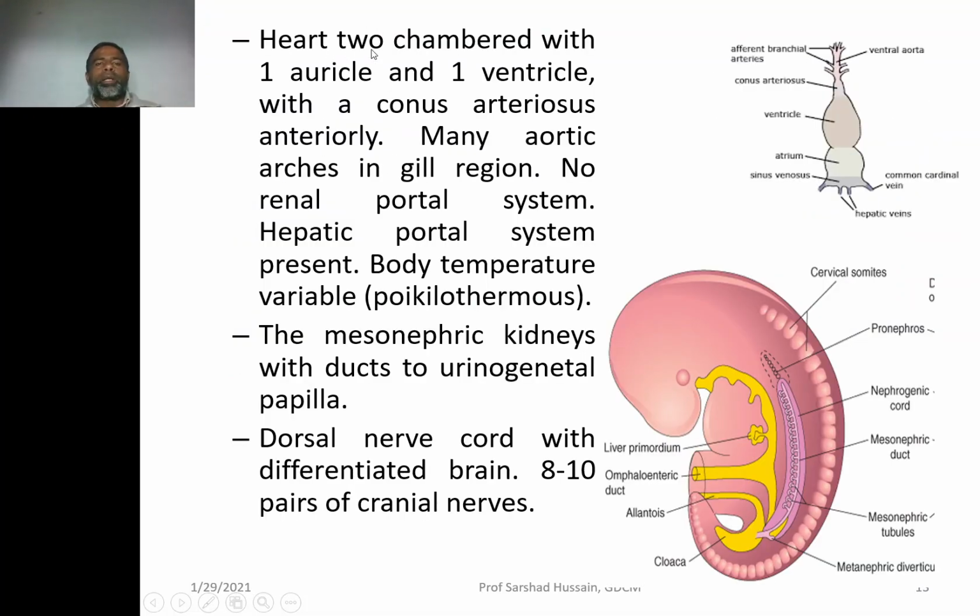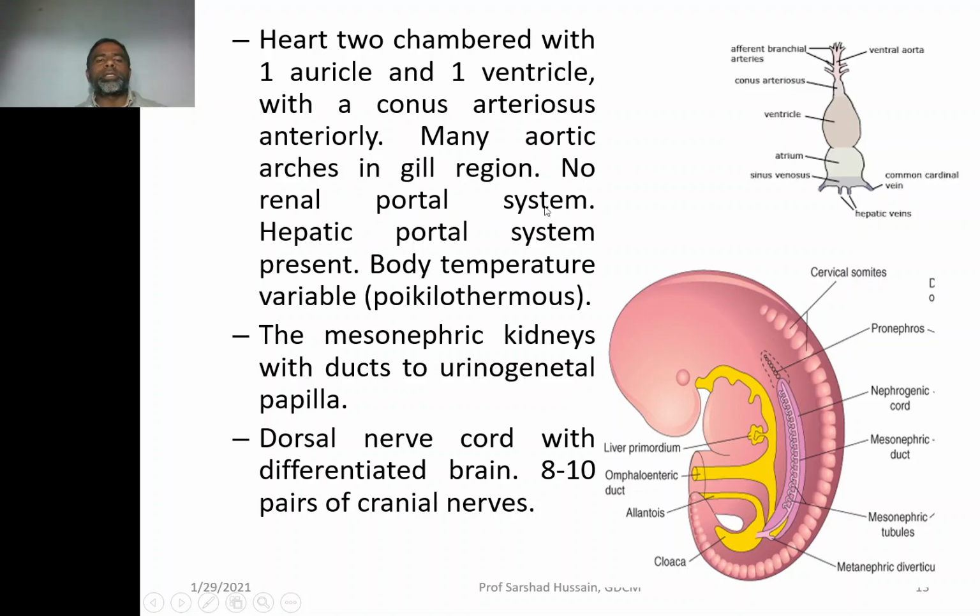Their heart is two chambered, you can see. The upper one is called the ventricle, this one is called the atrium. So they have the atrium and the ventricle, only a two chambered heart, with a conus arteriosus anteriorly. You can see this is the conus arteriosus. There are many aortic arches in the gill region. So the gill region has the aortic arches also.